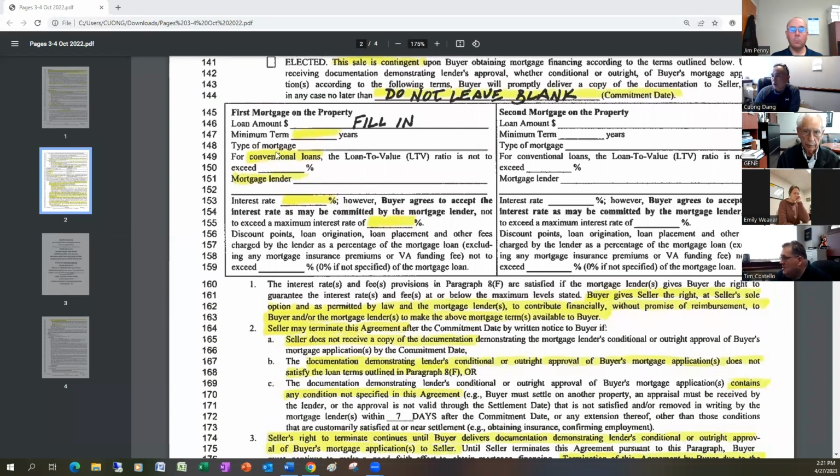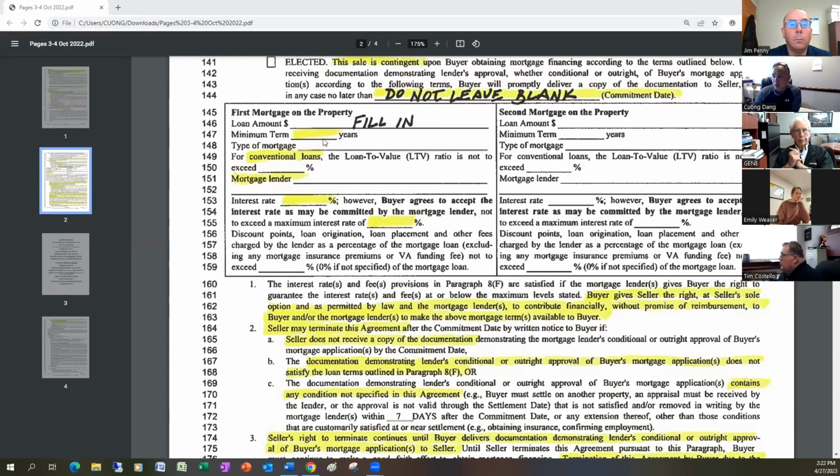So we have the boxes here from line 145 to 159. Let's go over it real quick here. First mortgage on the property. So the left side is for the first mortgage. The second side is if they have some kind of piggyback loan. Okay, second mortgage. So here we have a loan amount of blank. Fill in. Okay. Put in a number. Get it from your lender.